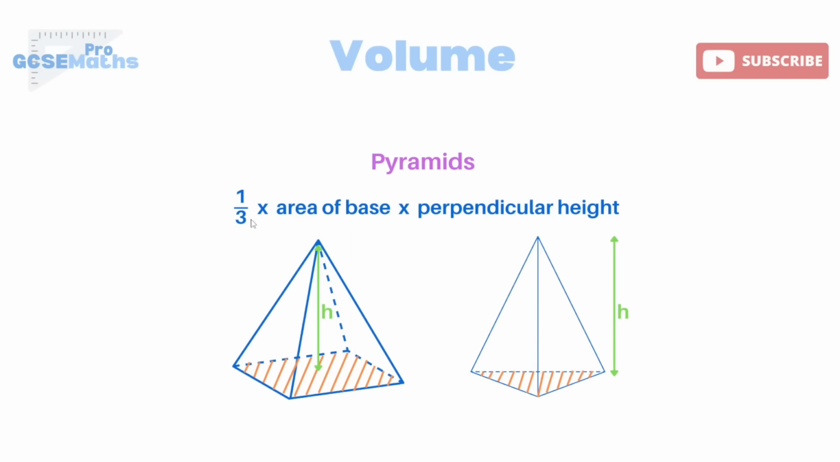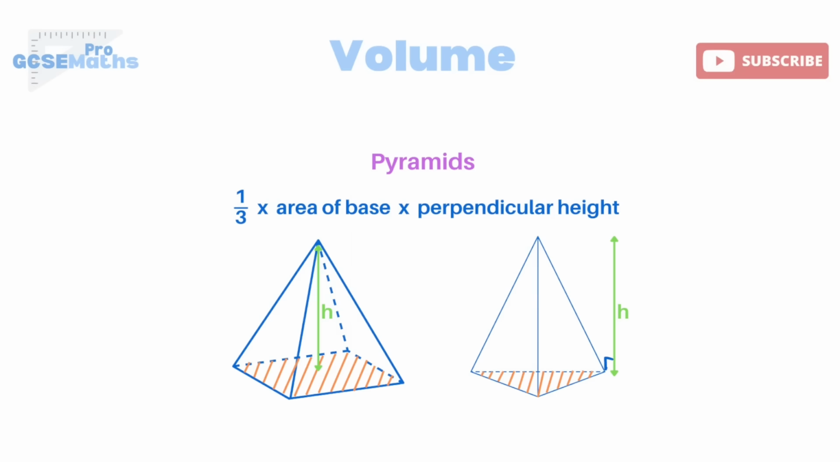The formula for a pyramid would be a third multiplied by the area of the base, so that could be a square, it could be a rectangle, it could be a triangle, whatever it is, the area that relates to the base, and then multiplied by the perpendicular height. So remember, with area and volume, we're always looking at measurements that are perpendicular. We're not looking at any diagonal sides.